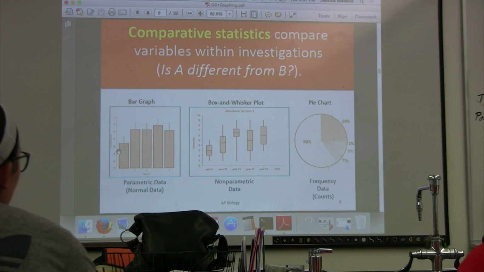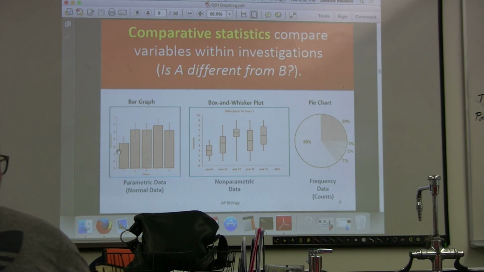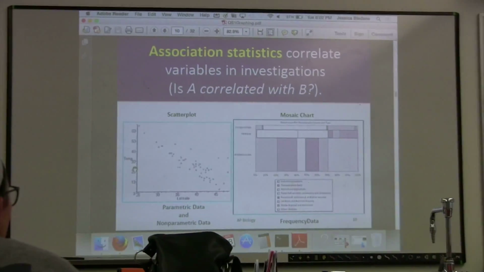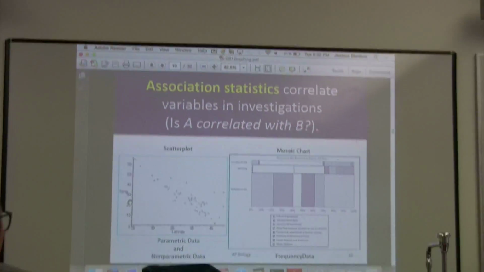They love using pie charts to compare because we haven't seen a pie chart in a while, right? We don't really talk about pie charts other than the percentage of genes that are coding in our genome, which is what percent? 1.5. We have bar graphs, box and whisker plots, and pie charts. So these are comparing variables within investigations. And then here's associations. What are these?